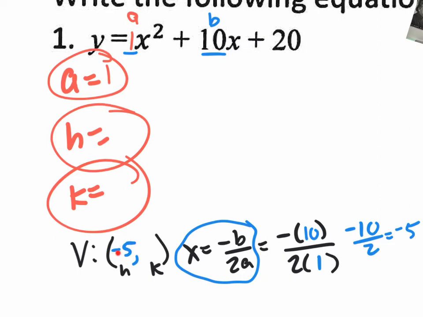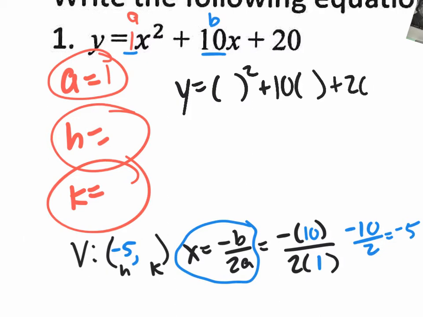Once I have my x and I need my y, what do we do? Plug it back in, right? So my original equation is y equals x squared plus 10x plus 20. And I hope you notice that instead of writing x's, I put parentheses, because I know that my x value is negative 5. I got that from the formula. All I need to do now is plug in that negative 5 right there and right there. So let's plug in the negative 5, and we'll do the math and find what the y value of our vertex is.